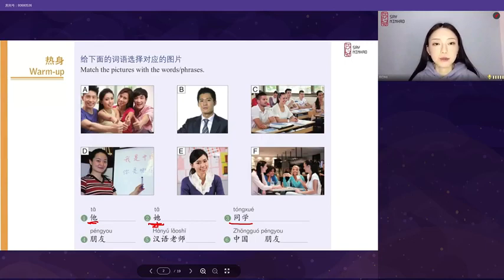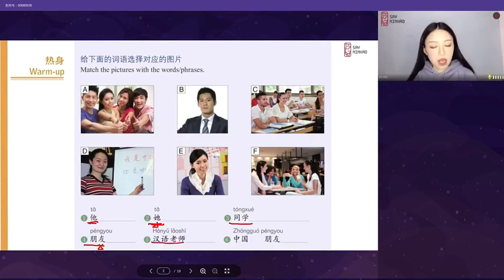同学 means classmate, classmate. Okay, next one is 朋友. And the second character, 友, is a neutral tone, so we should read it soft and quick. Okay, read after me, please. 朋友, it means friend, friend.